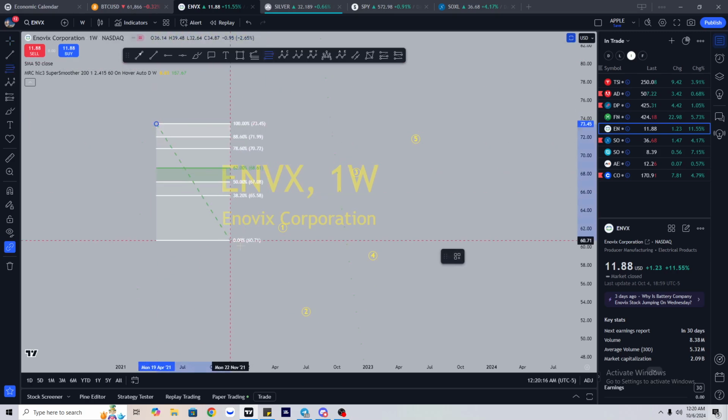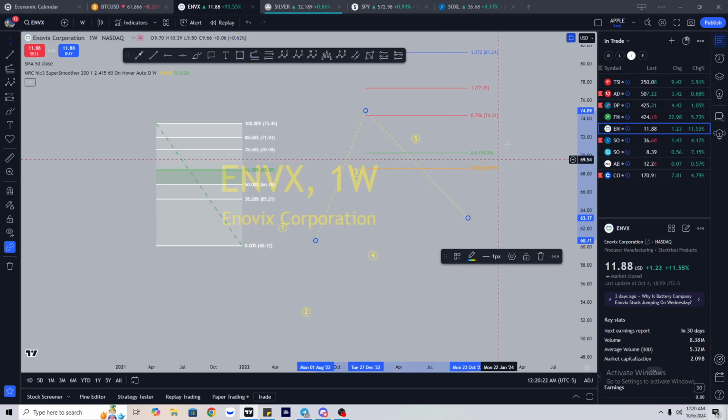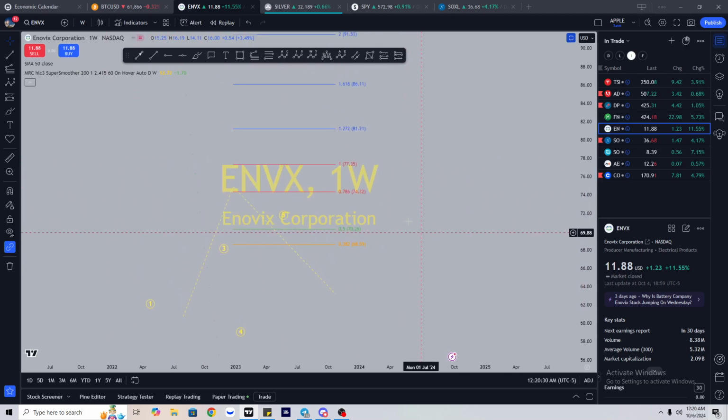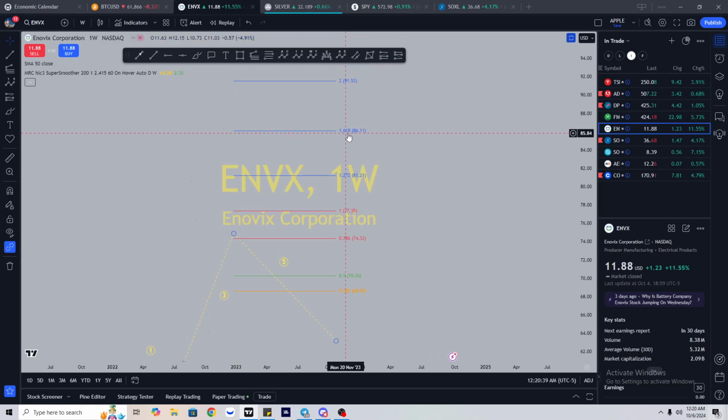These are my Fibonacci levels. You need the regular Fibonacci, then you need the trend-based fib. Again, the only levels I'm looking at right here is the 50%, 38%, 62%. For the trend-based fib, the only levels I'm looking at is the 78% fib and the 100% fib. Actually, no, sorry, the 78% fib and the 160% fib right here.